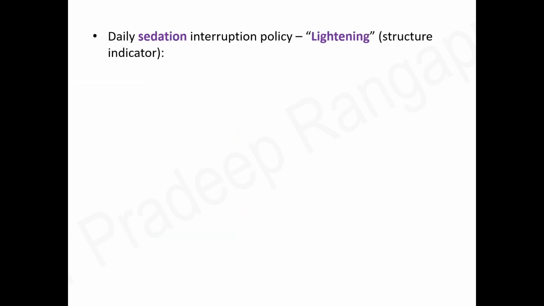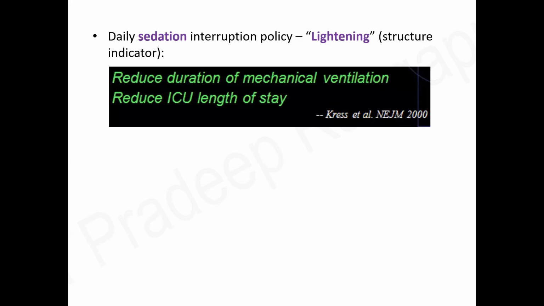Another important aspect is, whenever a patient is initiated on sedation, there is a daily sedation interruption policy that needs to be kept in mind. That is called lightening. Daily sedation interruption is a quality indicator, a structure indicator, and every ICU should have a policy where the sedation is stopped. I'm sure most listeners would know that we stop the sedation early in the morning when we are doing rounds to assess the conscious level of the patient and assess them for weaning and possible extubation. So that is called lightening.